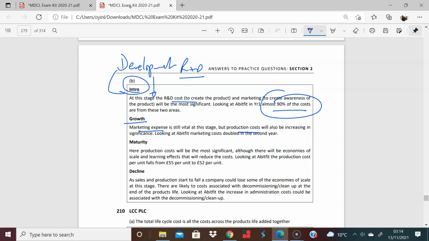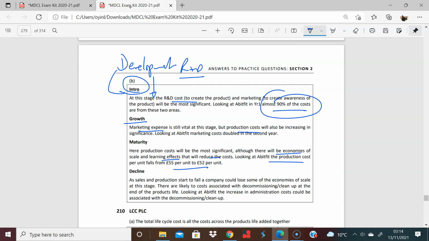So you're really throwing a lot of money into the project to try and get it recognized. And once it does gain traction, the more you sell, you start to enjoy economies of scale. So yes, you're making more, but because you're making more, you will overall have less costs from learning effects, because people know how to do things faster. So you see the production costs fall from 55 to 52.